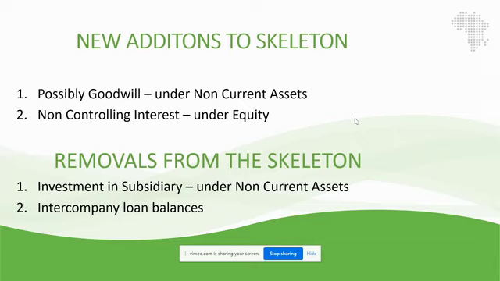We also know that we're going to be removing some things from the skeleton. Investment in subsidiary under your non current assets will have to be removed. It's a consolidation. So remember, it's now looking at it as one company, so we don't have that line item. And if there are any intercompany loan balances as well, these would have to be removed.